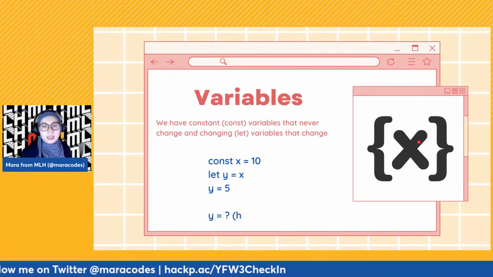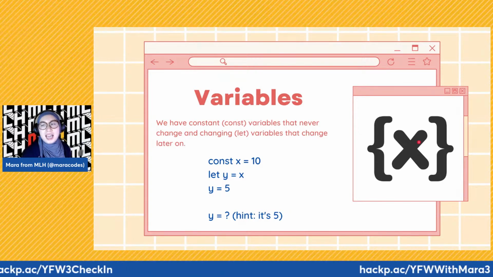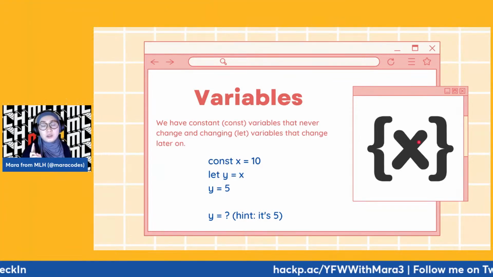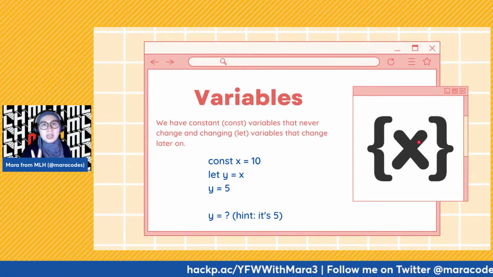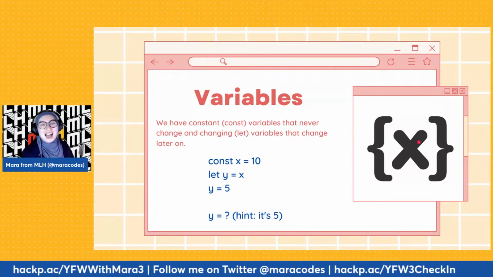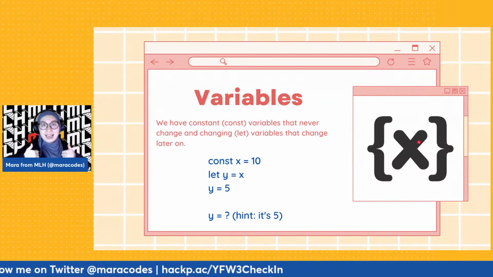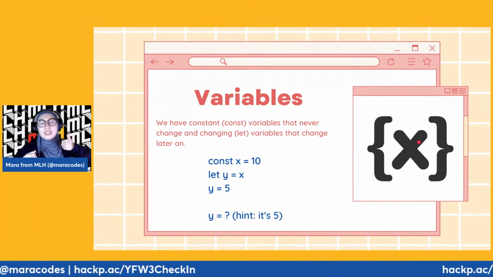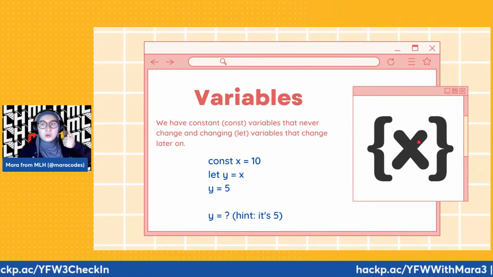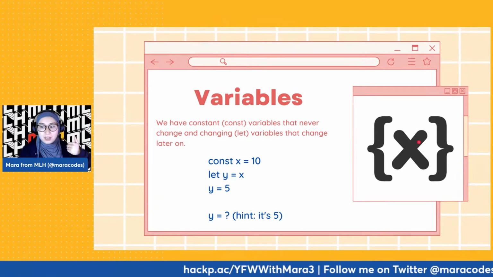One thing that I think is unique to JavaScript is there are two ways to declare variables. There are two ways to tell the computer, hey, we have a variable. We have const and we have let. Const is for stuff that is constant. You are going to declare it once and you're never going to change it again. Okay?